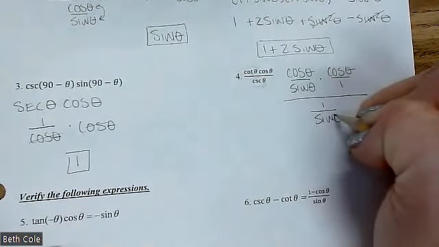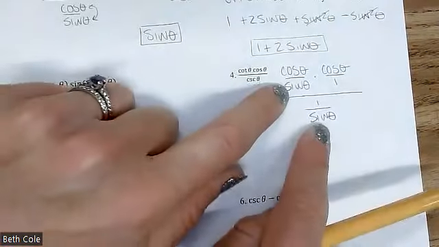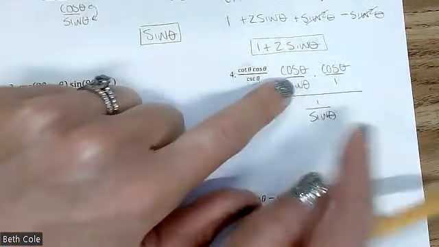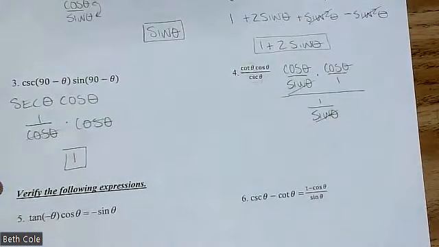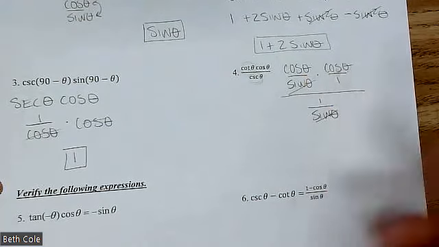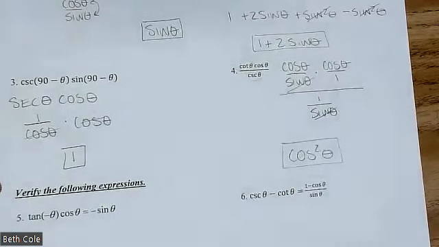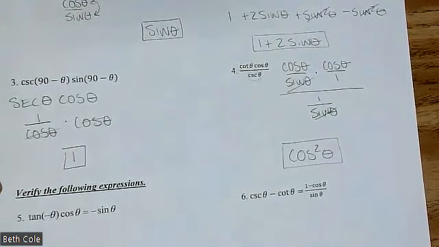1 over sine. Good. Now that you've turned it all into sines and cosines, you want to look for what's going to cancel. Do you see these sines in here, how they're both on the bottom? Those are going to cancel. Now let's look at what's left. You have cosine times cosine. Those don't cancel. It would be cosine squared over 1, which would just be cosine squared.